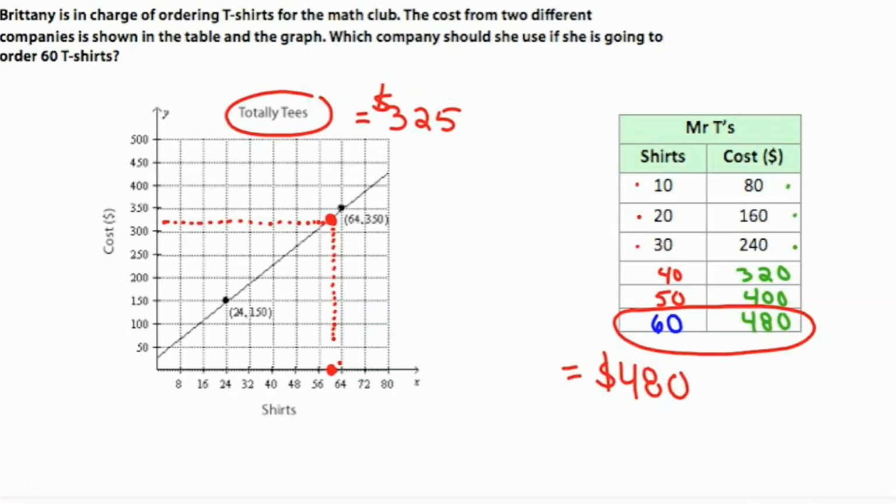Now, if the math club is interested in saving money, it seems wise that Brittany would choose from Totally Tees because there is a large difference in the cost of 60 t-shirts. We have $325 for Totally Tees, and we have $480 for Mr. T's.